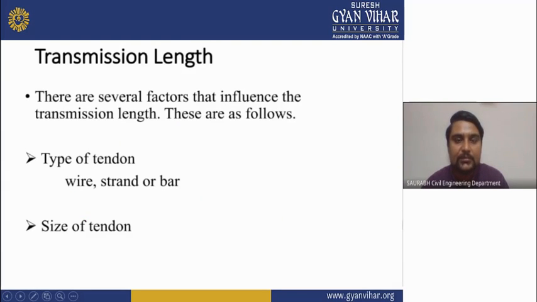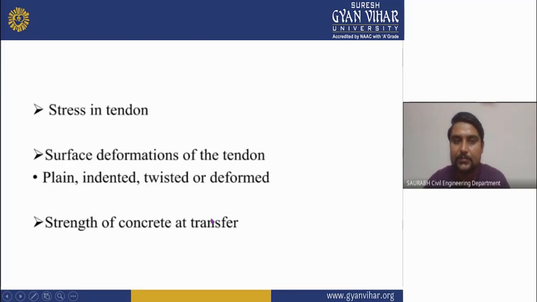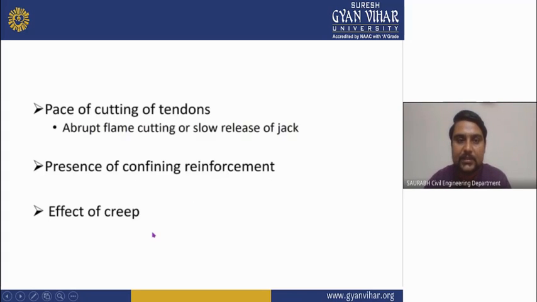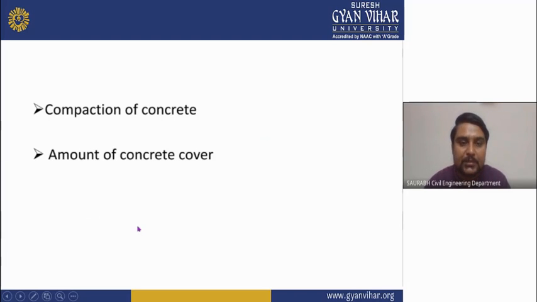Now we will see the transmission length. There are several factors that influence the transmission length. These are as follows: type of tendon, wire, strand, and bar; size of tendon; stress in tendon; surface deformation of tendon, plain, indented, twisted, deformed; stress in the concrete at transfer; rate of cutting of tendon; presence of confining reinforcement; effect of creep; compaction of concrete; amount of concrete cover.